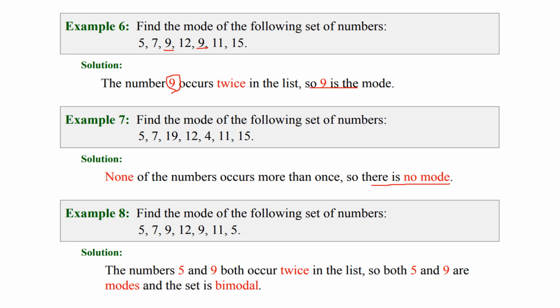And in number 8, two numbers are repeating 2 times. 5 repeats 2 times and 9 also repeats. So we have 2 modes for this data, 5 and 9. For this case, we call the set bimodal.